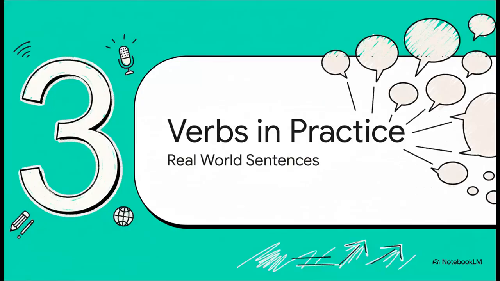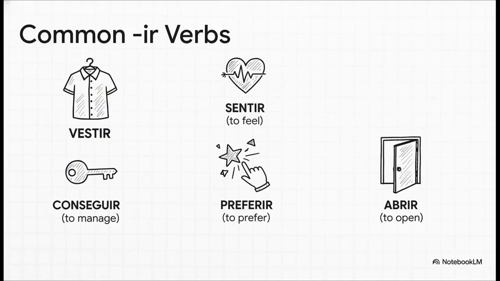All right, so theory is great and all, but language really comes to life when you actually use it. So let's move on from the charts and see how you can start using these verbs in real sentences, like right now. Here are 5 super common, really useful verbs to get you started. We've got vestir, to dress, sentir, to feel, conseguir, which is kind of like to manage or to be able to, preferir, to prefer, and abrir, to open. Let's see them in action.